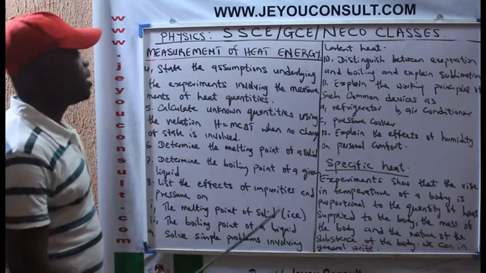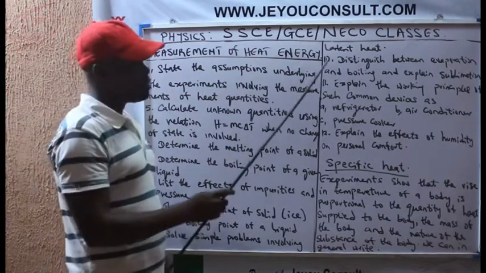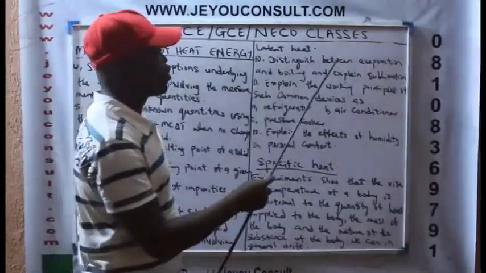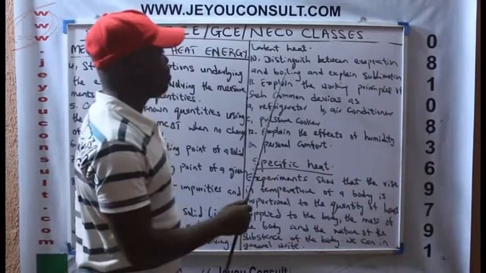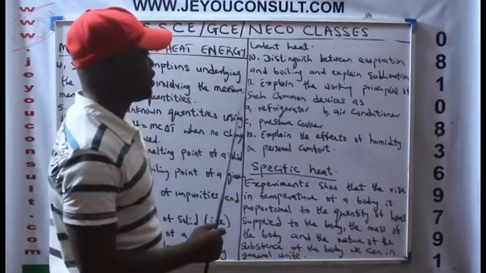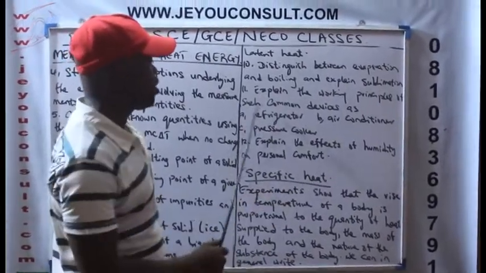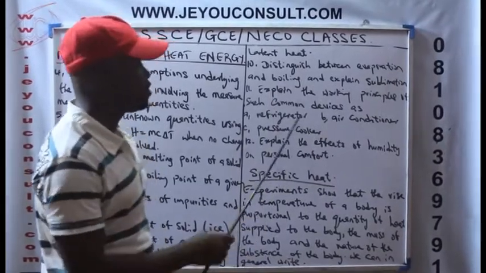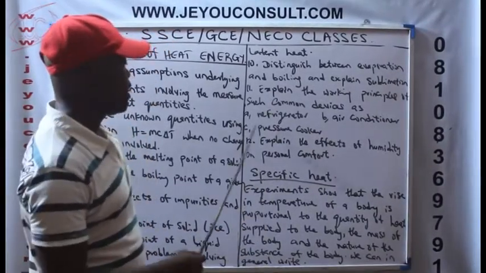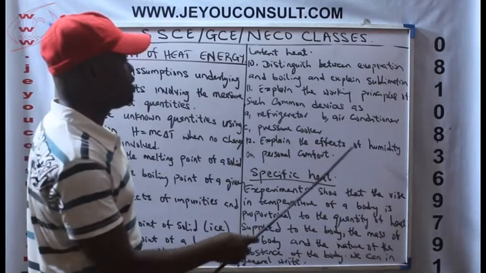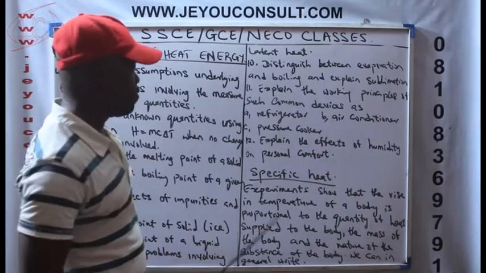Solve simple problems involving latent heat. We should be able to also distinguish between evaporation and boiling and explain sublimation. Explain the working principle of such common devices as a refrigerator, air conditioner, and pressure cooker. Explain the effect of humidity on personal comfort.